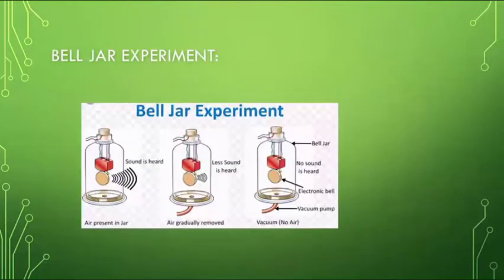So the bell jar experiment. What is the bell jar experiment? You have this glass jar, a bell jar, in which you have a bell, and there is air inside the jar. To check if sound can travel in a vacuum, you remove the air slowly, and the sound becomes distant and faint.